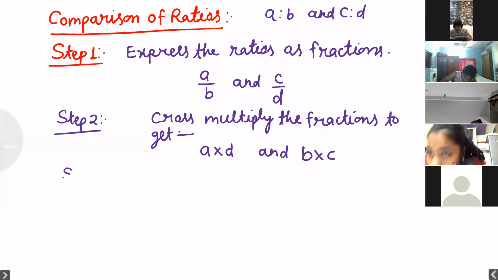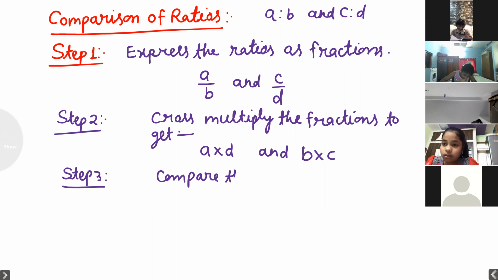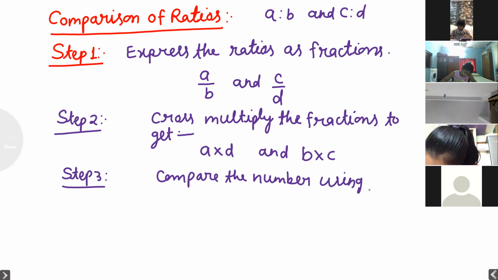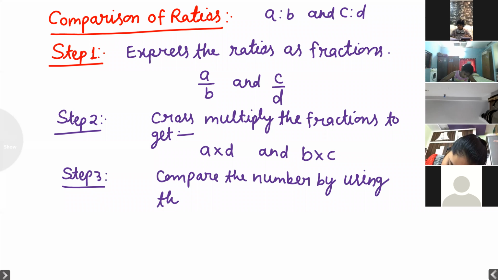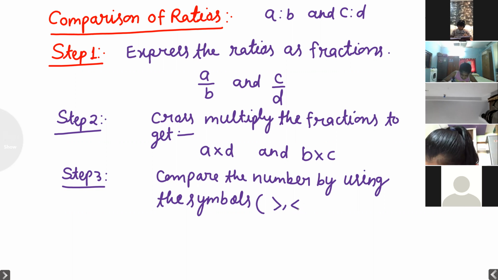Step 3, compare the numbers by using the symbols: greater than symbol, less than symbol, or equal to symbol.